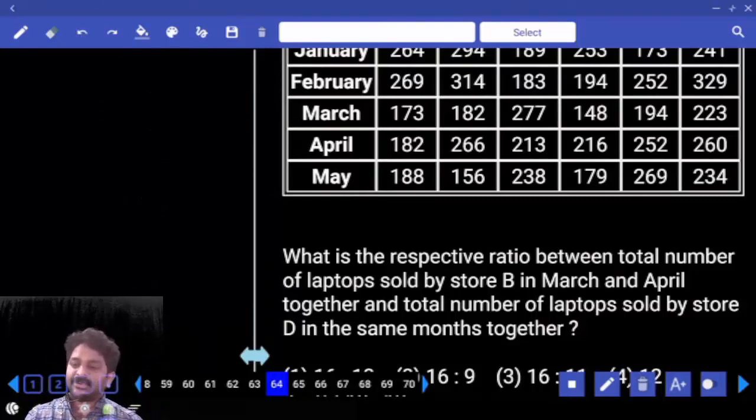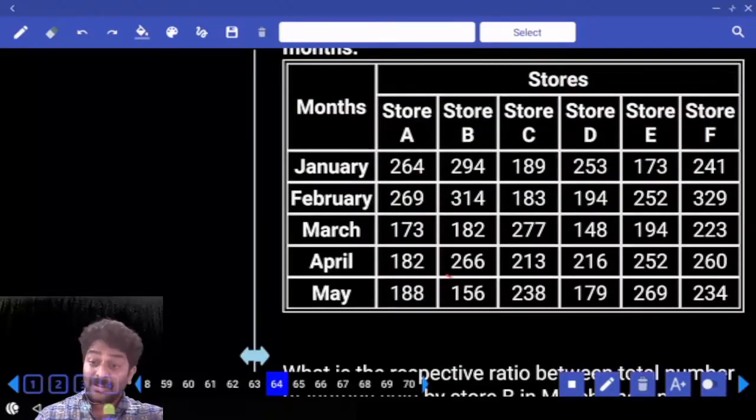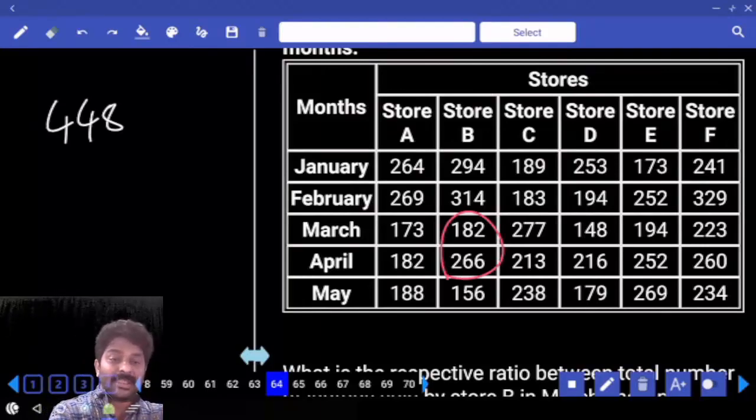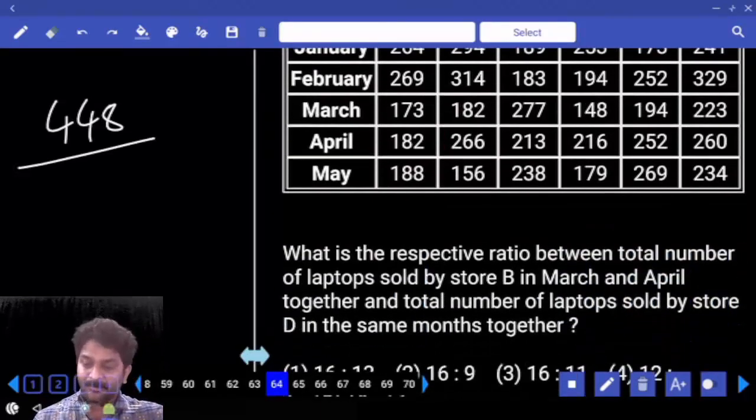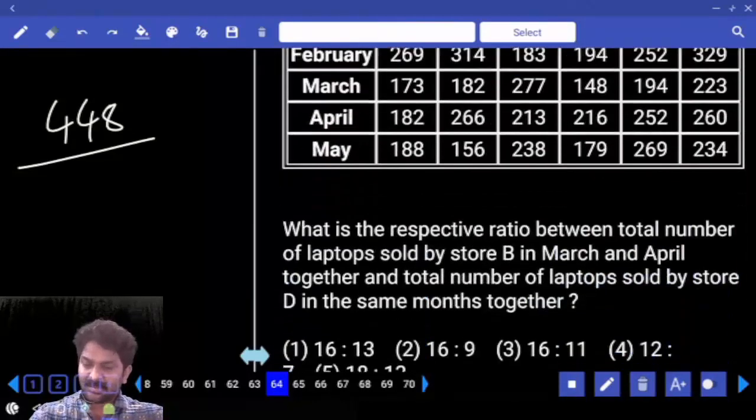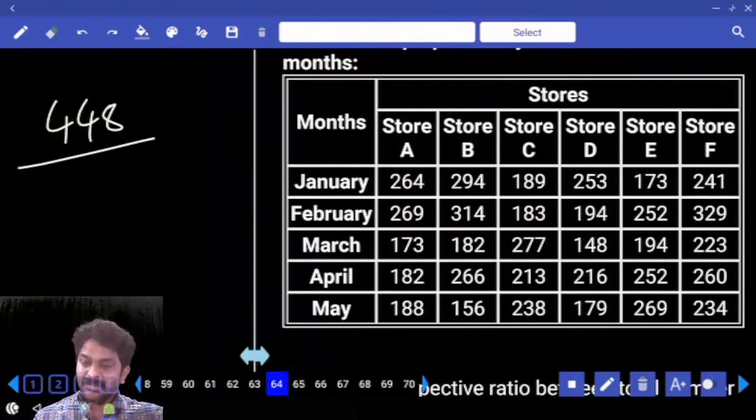What is the respective ratio between total number of laptops sold by store B in March and April together, 4-4-8, ratio A is to B or A by B. Total number of laptops sold by store D in same months together, March and April.